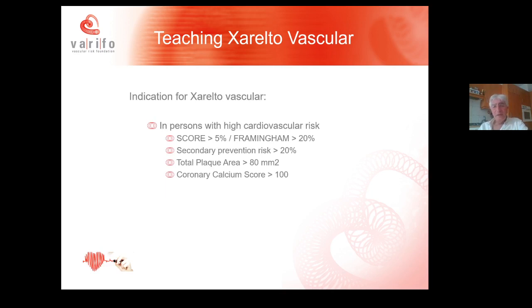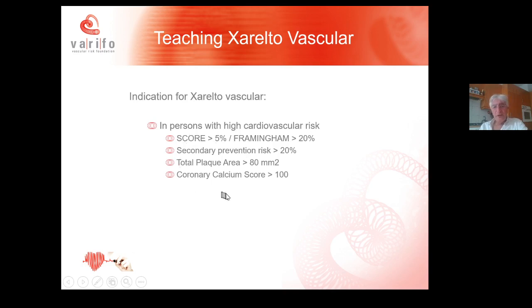And there are different risks that are calculated, for instance, the SCORE and the Framingham risk. You can also calibrate the Framingham risk with a calibration factor. And we also calculate from the TNT study, as proposed by Dorstein, the risk in secondary prevention, which also can be refined with knowledge about renal function, previous myocardial infarction, heart failure, and so on.